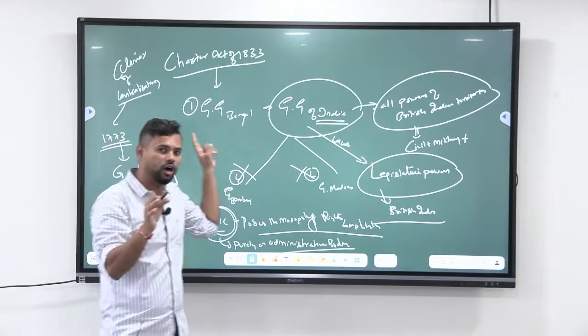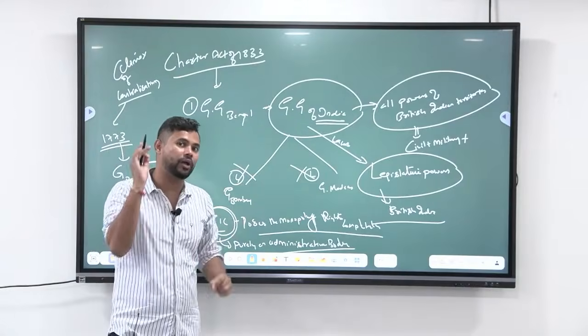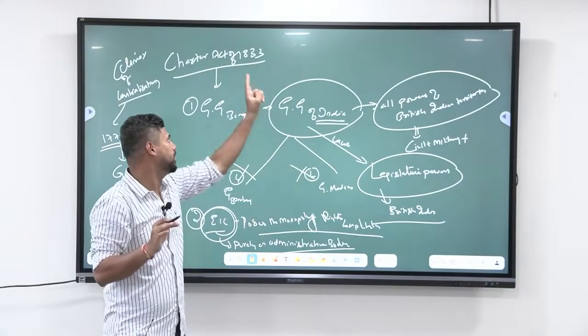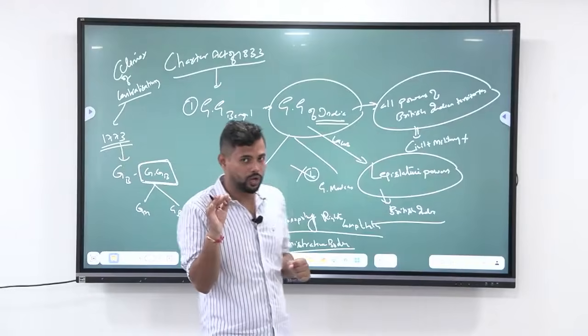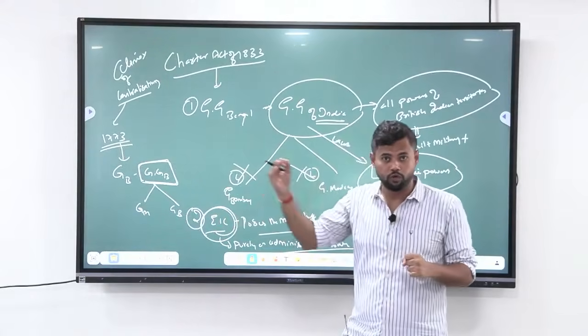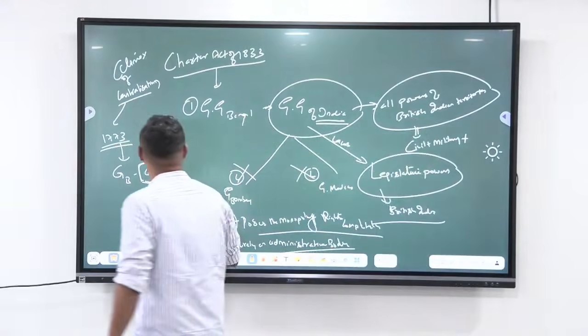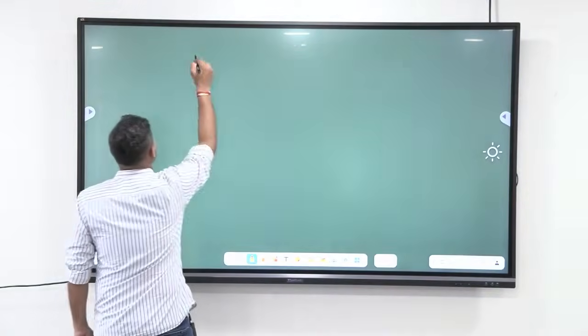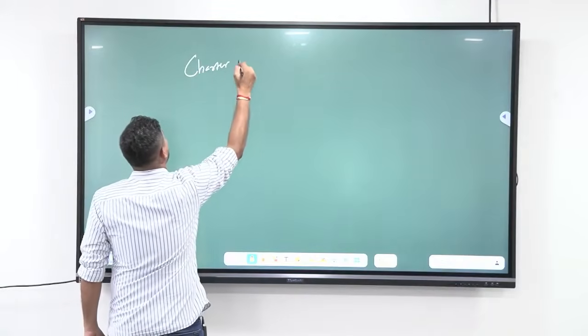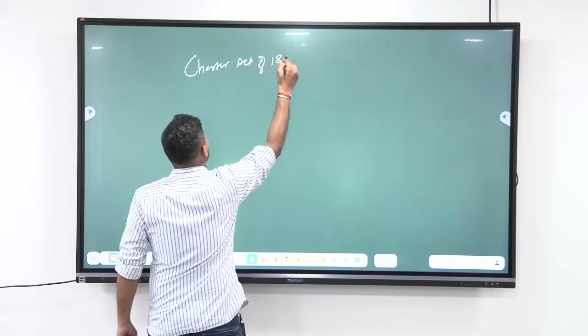It is the climax of centralization in India that started from 1773 and reached its peak in 1833. So now you learned what happened in 1833 and I hope that you're following the evolution from 1773 to 1833. Now let us look at what happens in the Charter Act of 1853. Very interesting thing happens here.